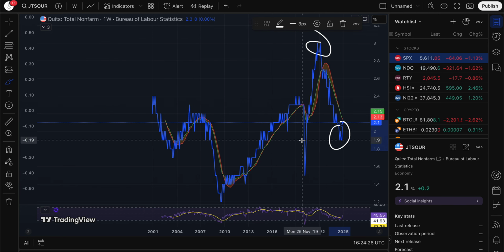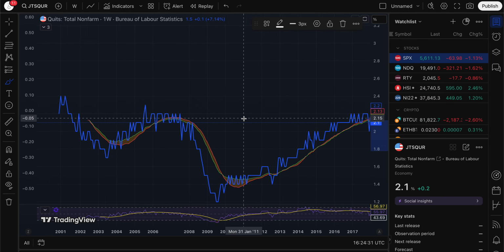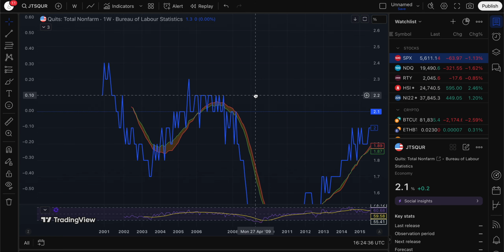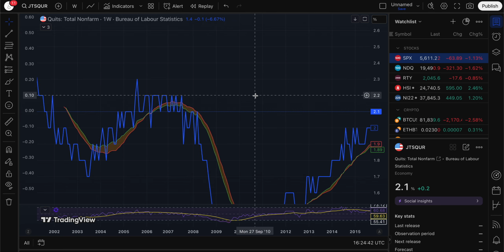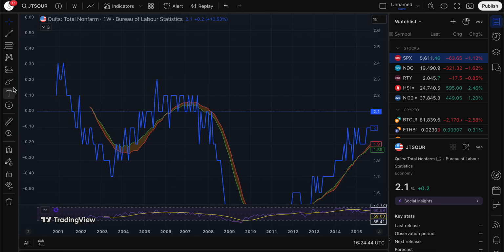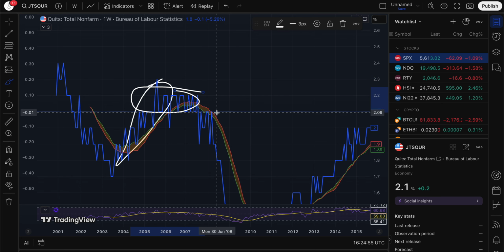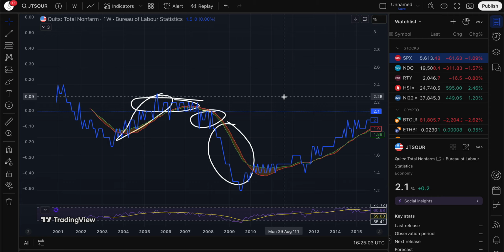Now, coming back to the 2008 cycle, this is really the most dubious part of the parallel. While you did see a first run up, okay, to the first high right here, you saw the quits rate stall, have a first downturn, and then eventually resolve to the downside following the 2008 recession.